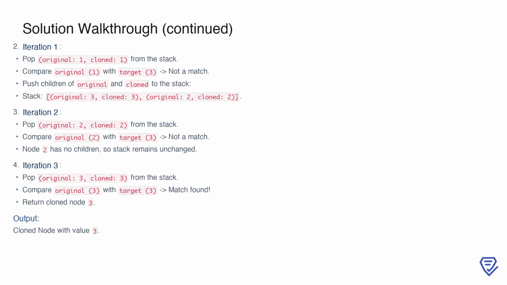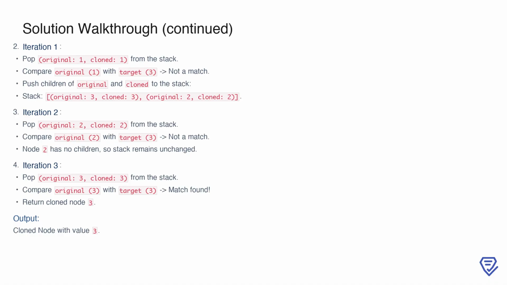To start the traversal, we pop the top of the stack, which gives us the root nodes of both trees. Comparing the value of the original root node, 1, with the target value, 3, we see that it's not a match. So, we push the children of these nodes onto the stack, ensuring we pair nodes from the original and clone trees. The stack now contains the left child pair with value 2 and the right child pair with value 3.